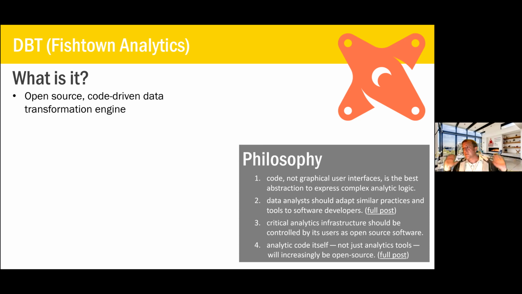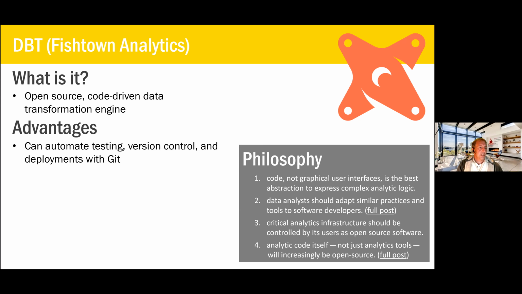So DBT has this really well-established, very large community of people participating in this Slack chat that they have that's become massive and sprawling, of people who are building plugins to DBT to enable additional kinds of functionality. So it's an open source code-driven transformation engine, the T in ETL. Advantages: it can automate testing, version control, and deployments because it is fundamentally code, and so it could be managed through a Git repository and through pipelines.